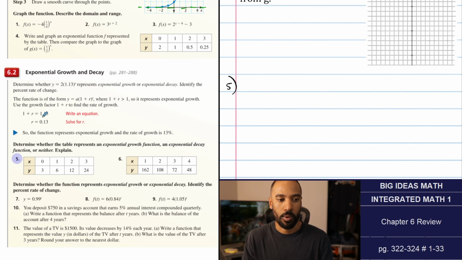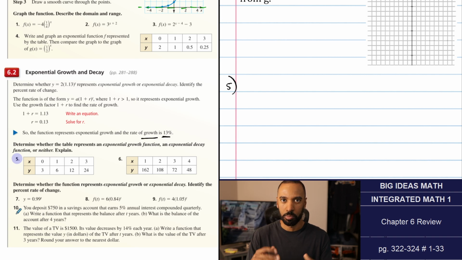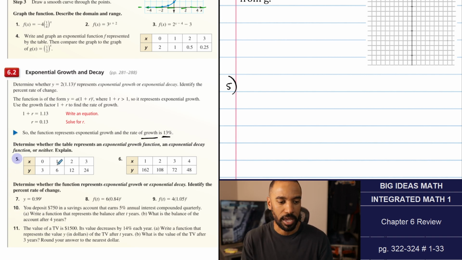So we can find out what r is based off subtracting 1 from here, right? 1 plus what is 1.13? Well, 0.13. 0.13 represents the percentage growth. It's actually 13% growth. Growth because we're adding to 1, 13%. That's a decimal shift 2 places over to the right from the decimal that we have. That's all they have for that example.